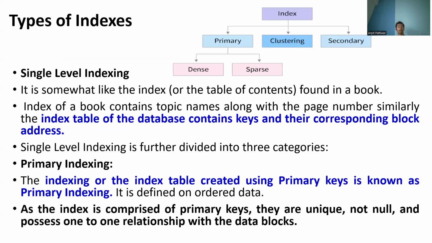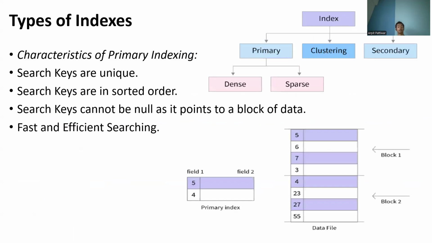Types of indexes: single level index. It is somewhat like the index found in a book. The index of a book contains topic names along with the page number. Similarly, the index of a database table contains the key with the corresponding block. Primary indexing: an index table created using primary keys is known as primary indexing. As the index comprises primary keys, they are unique, not null, and have a one-to-one relationship with the records.